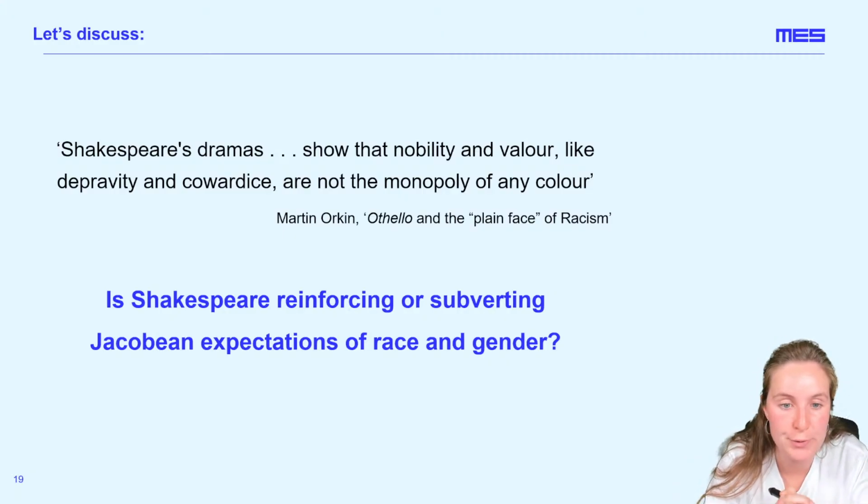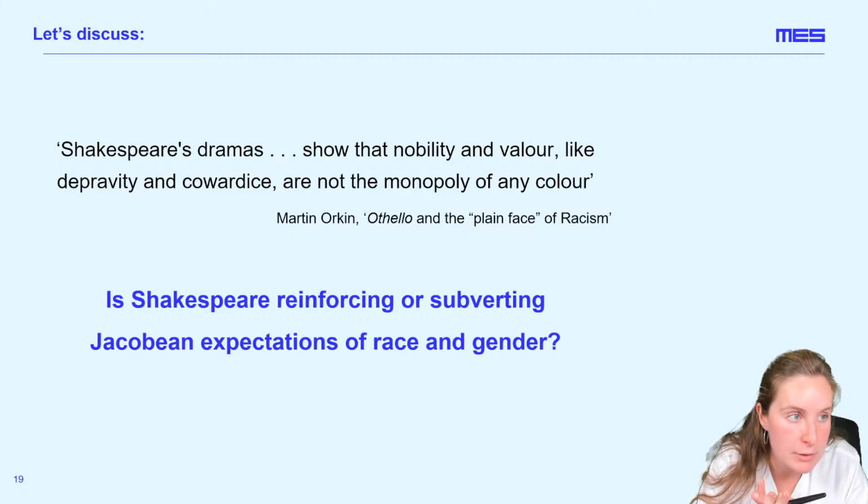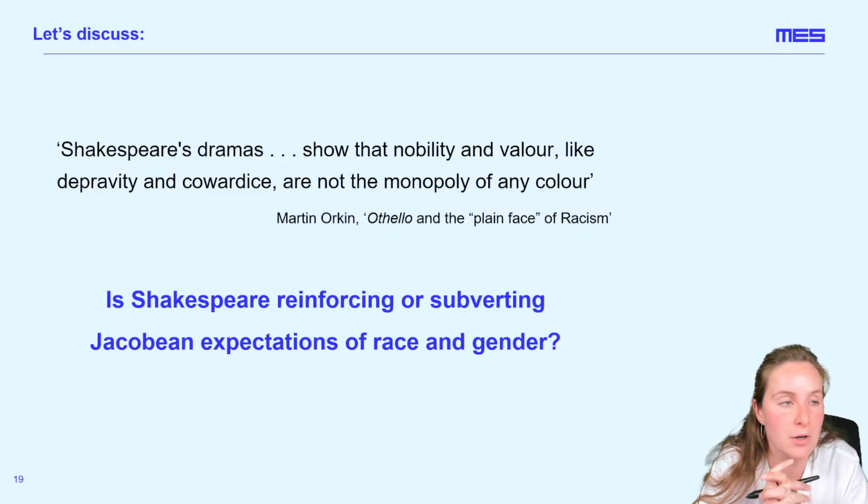Shakespeare's dramas, this is according to Martin Orkin, show that nobility and valour, like depravity and cowardice, are not the monopoly of any colour. So all of these spans of the human condition, both the good and the bad, are not just belonging to one colour or one race.